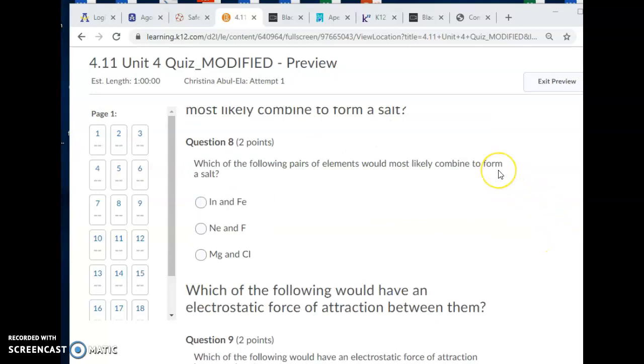Question 8. Which of the following pairs of elements would most likely combine to form a salt? Indium and iron, neon and fluorine, magnesium and chlorine.